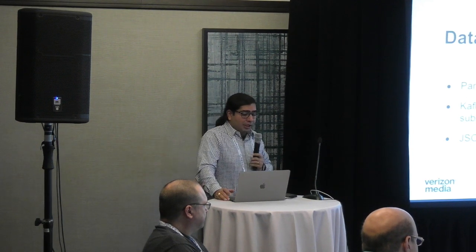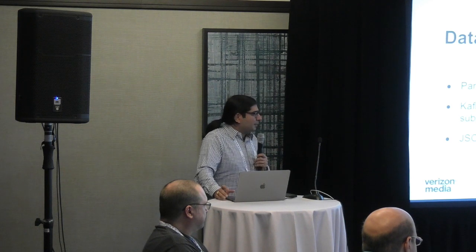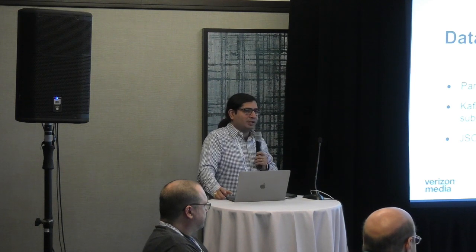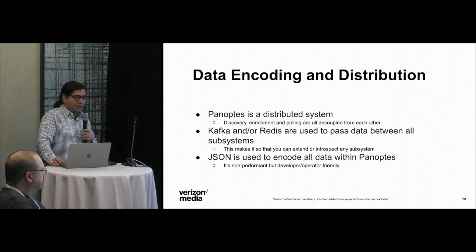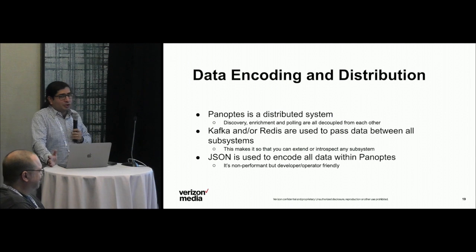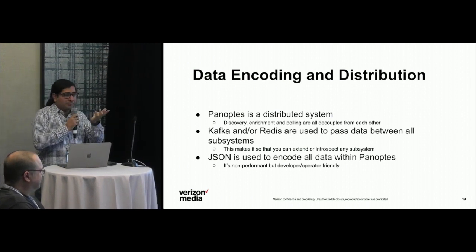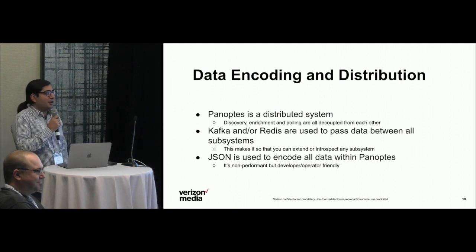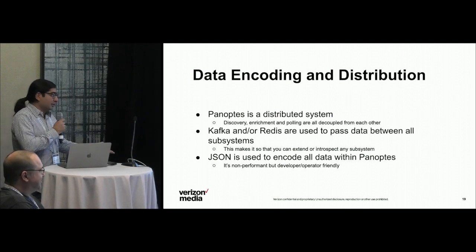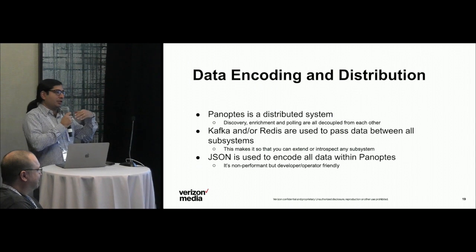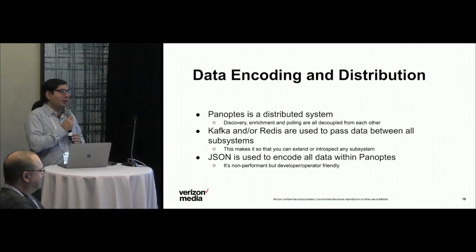We use Kafka to pass data. We use Redis for some small cases, but it's mostly Kafka that we use to pass data. We encode all data in Panoptes using JSON, which is supremely inefficient. It's extremely non-performant. It's a conscious choice we made in terms of developer productivity. And even Python per se is a choice in terms of developer productivity rather than performance.